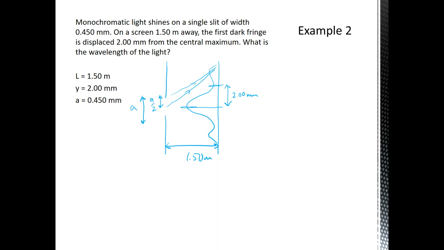So I added a drawing to maybe help you visualize a little bit. Oh, it's a dark fringe. My arrows are pointing in the wrong area.